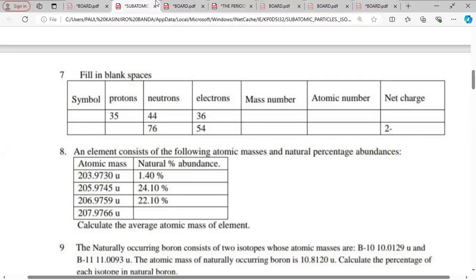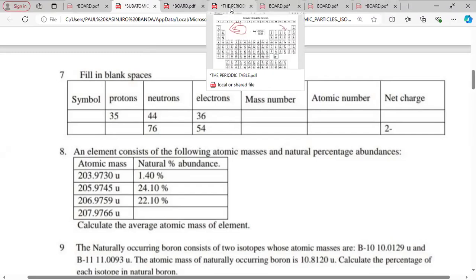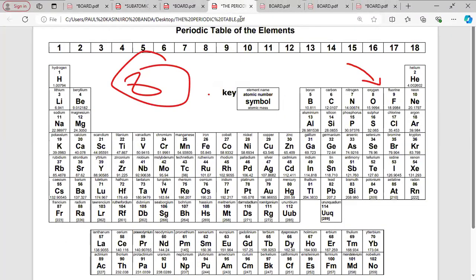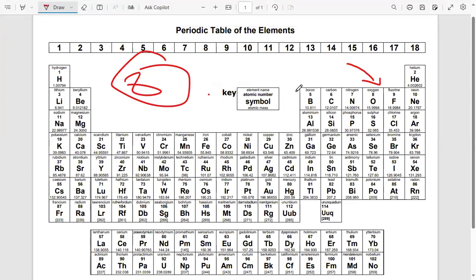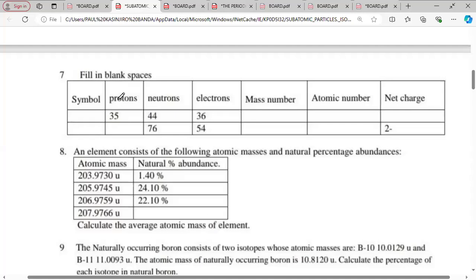I don't have to stress, you're always given a periodic table. So you go on the periodic table and check which one has 35 protons. These numbers on top are the proton numbers, or the atomic numbers. The one that has 35 is bromine. So we have identified this element based on the number of protons that it has: bromine.